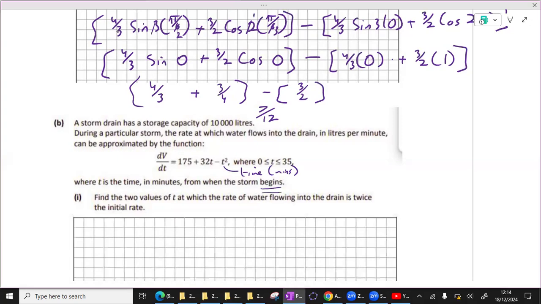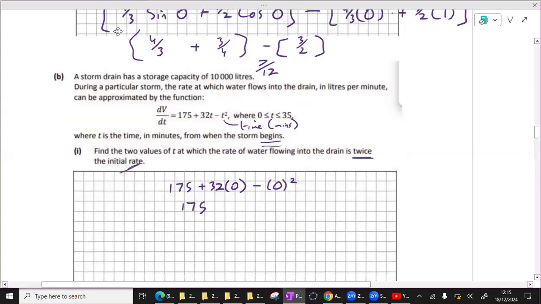So find the two values of t at which the rate of water flowing into the drain is twice the initial rate. Now, anything to do with initial is at the beginning. So the very first thing we're going to do is have a look at what is happening at 0 time, at the beginning. So it's 175 at the beginning, but it does say find the two values of t for which the drain is twice the initial rate.